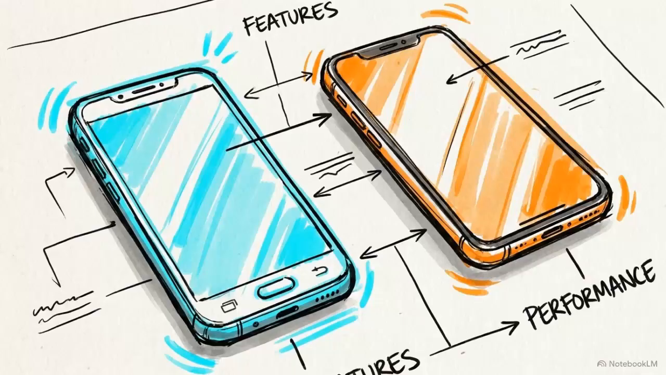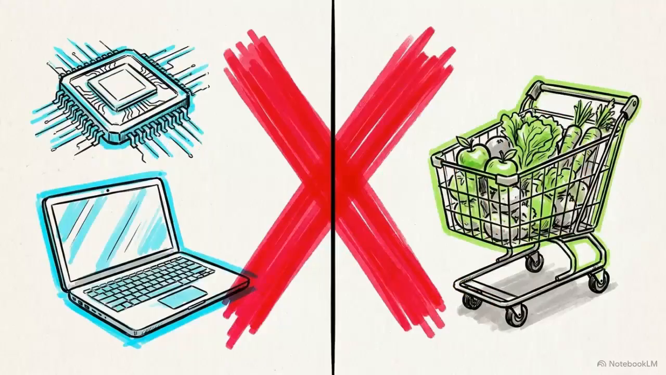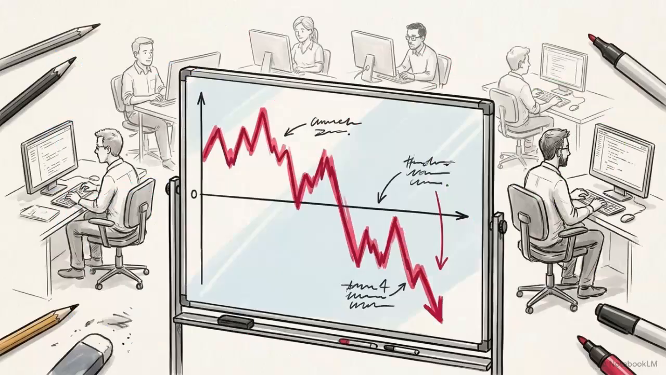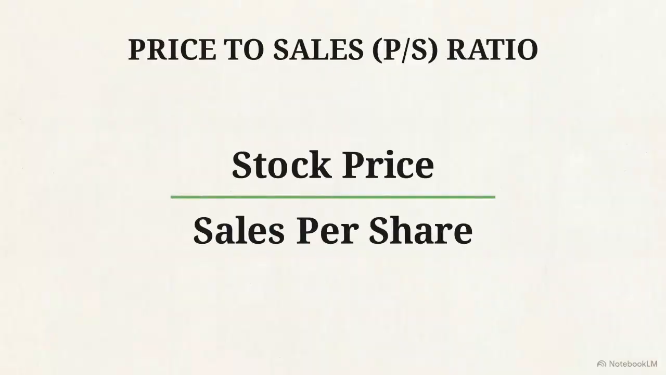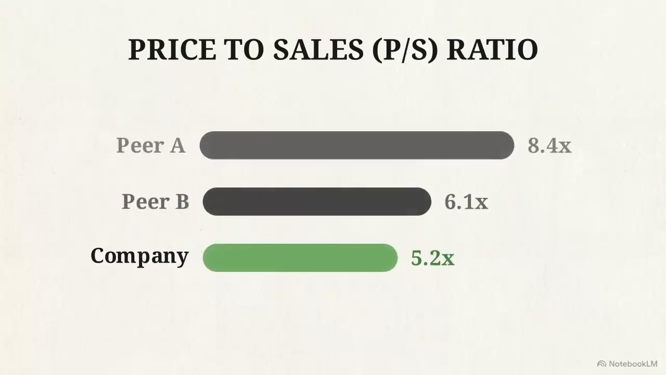Remember the rule of comparison. You must evaluate PE ratios against companies in the exact same industry. Tech companies should be compared to other tech firms, not to grocery retailers. If the company you're evaluating is heavily focused on growth and currently unprofitable, use the price-to-sales ratio instead to see how its valuation stacks up against its peers.